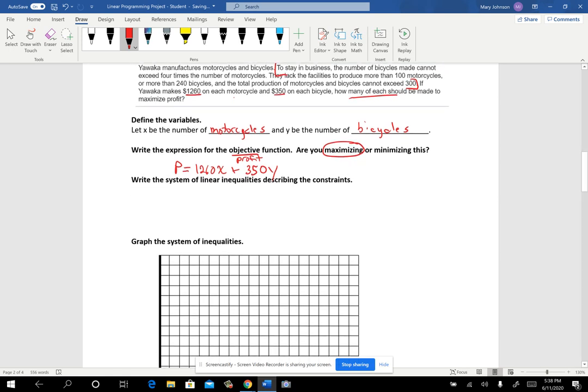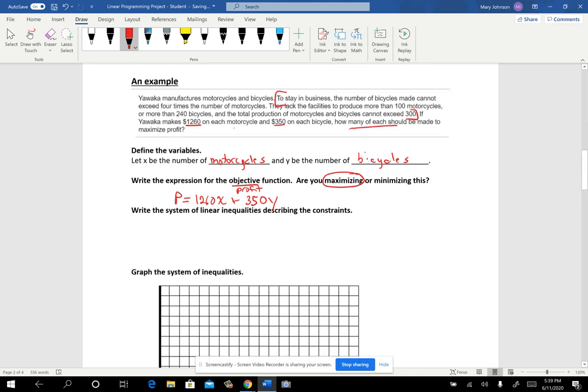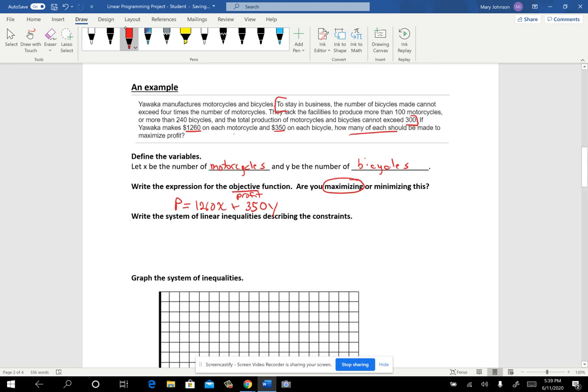We're just going through the process, taking what's in words and changing it into math. We're just mathematizing it. All right, now it says to write the system of linear inequalities describing the constraints. So we just take these piece by piece. The number of bicycles, that's Y, cannot exceed, that means it has to be less than, could be equal to, it just can't be more than, 4 times the number of motorcycles. So Y has to be less than or equal to 4X would be the first sentence.